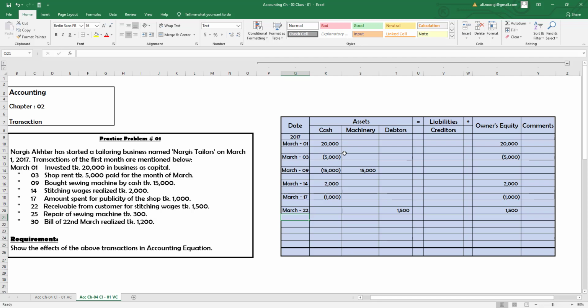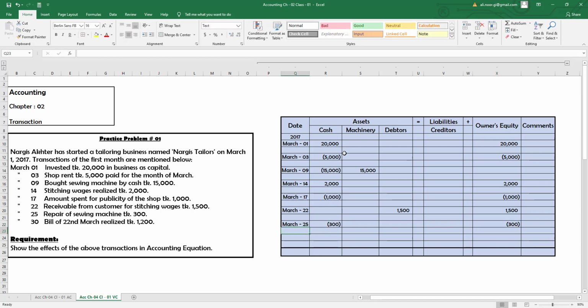Okay, transaction date 25: repair of sewing machine Taka 300. Since it is a repair account, this is an expense account, so it is made in cash. So on March 25, it will decrease cash, and because it is an expense account, it will also decrease owner's equity.